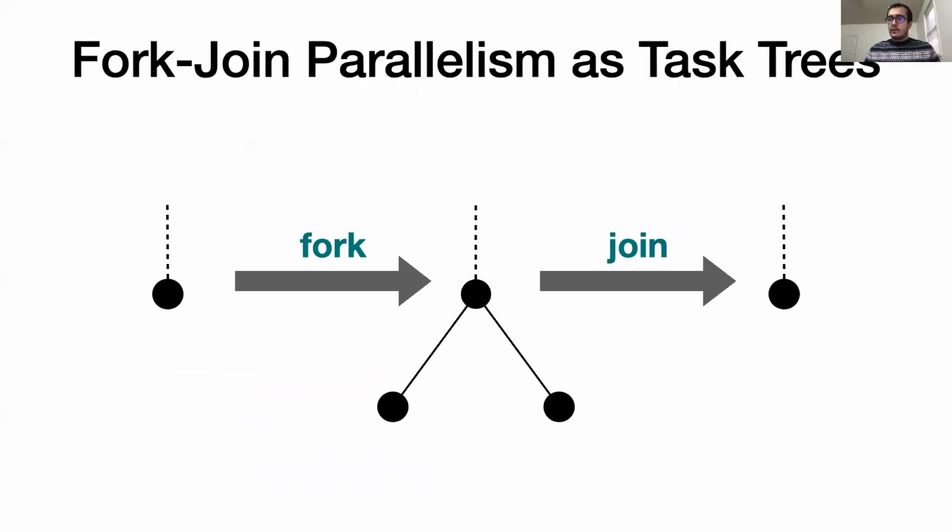So we consider those programs that are written using the fork join primitives. You can think about these programs in terms of tasks. So imagine writing a divide and conquer algorithm where you fork two subtasks to compute them in parallel. These subtasks may fork other subtasks. And then you join back the results of the subproblems to produce the final result.